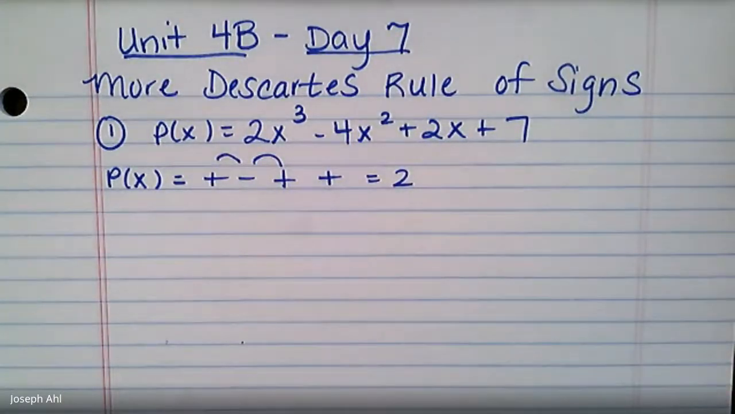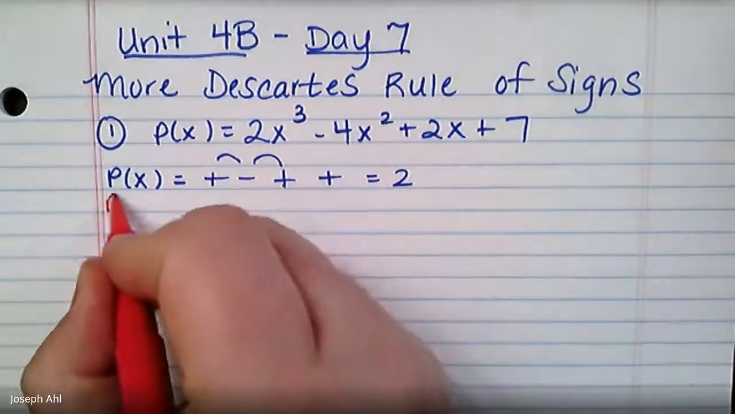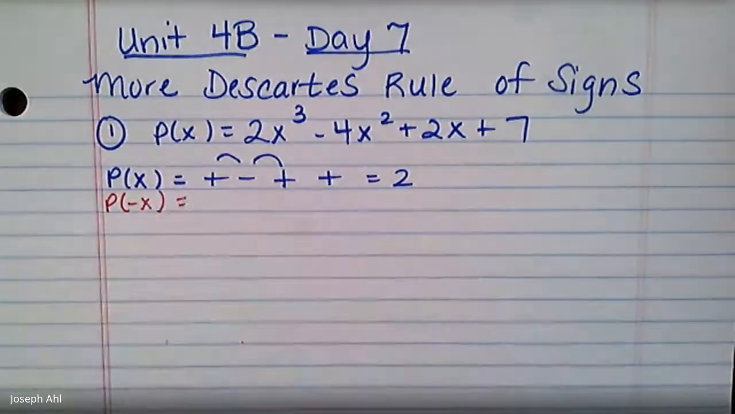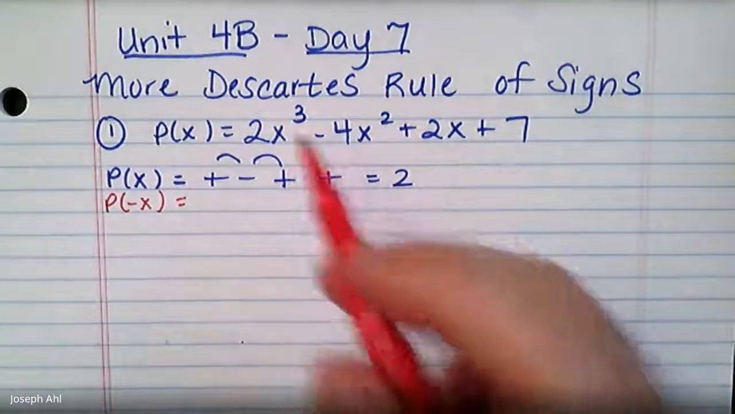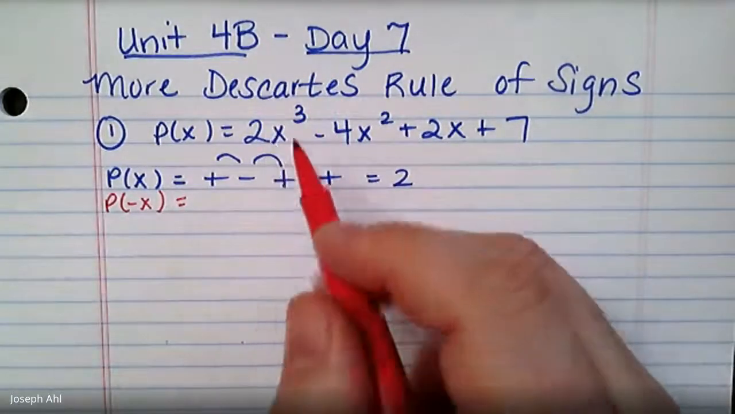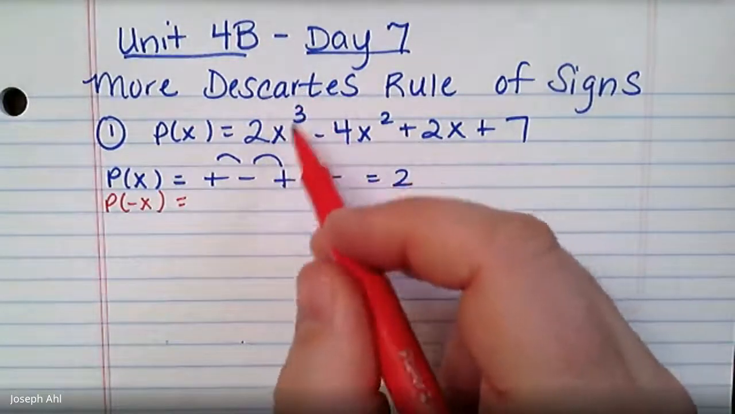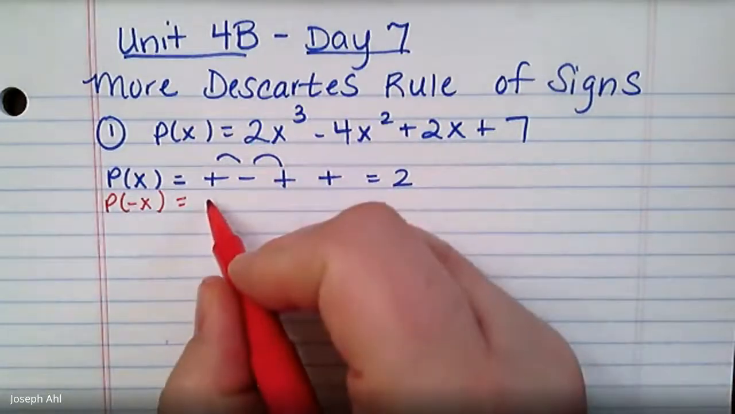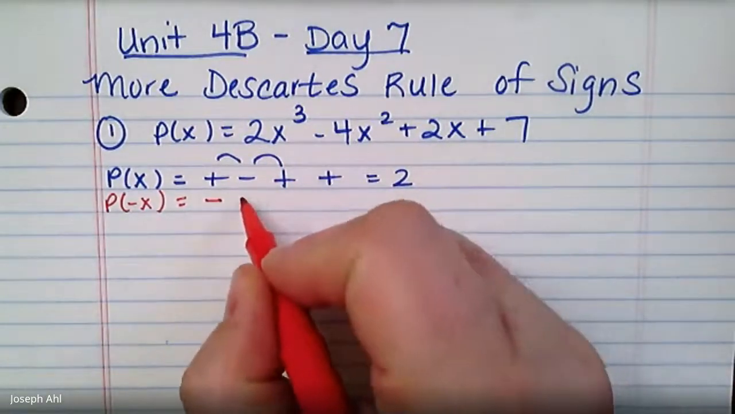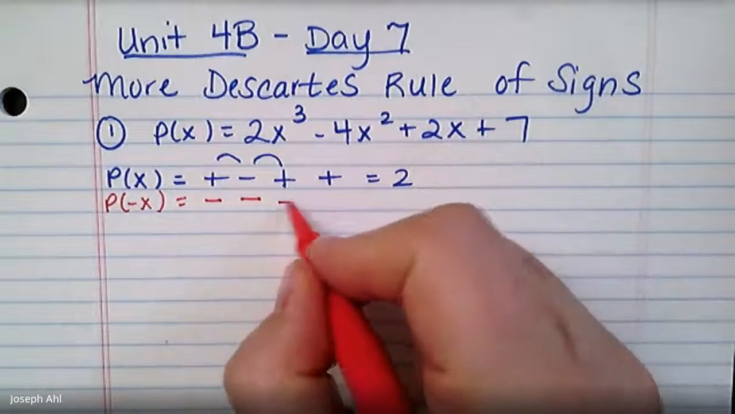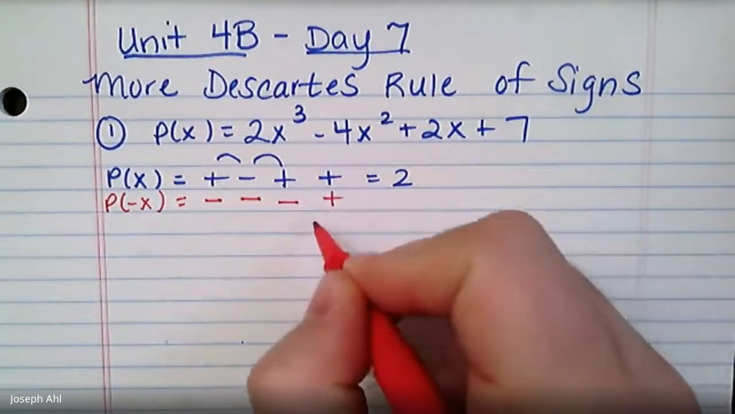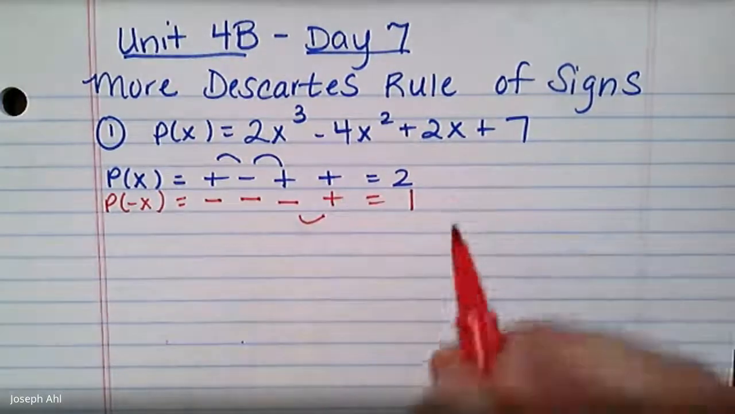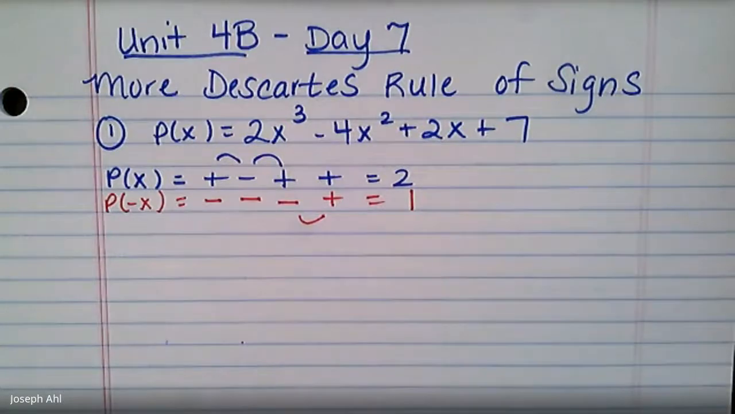And the other thing we have to write down is p of negative x, where that represents if we were to substitute in a negative x for all our values of x. What we decided is that anything with an odd exponent is going to change its sign. So x cubed changes, x squared stays negative, x to the first changes, and the constant always stays the same. So you can see at the end here we have one sign change in p of negative x.